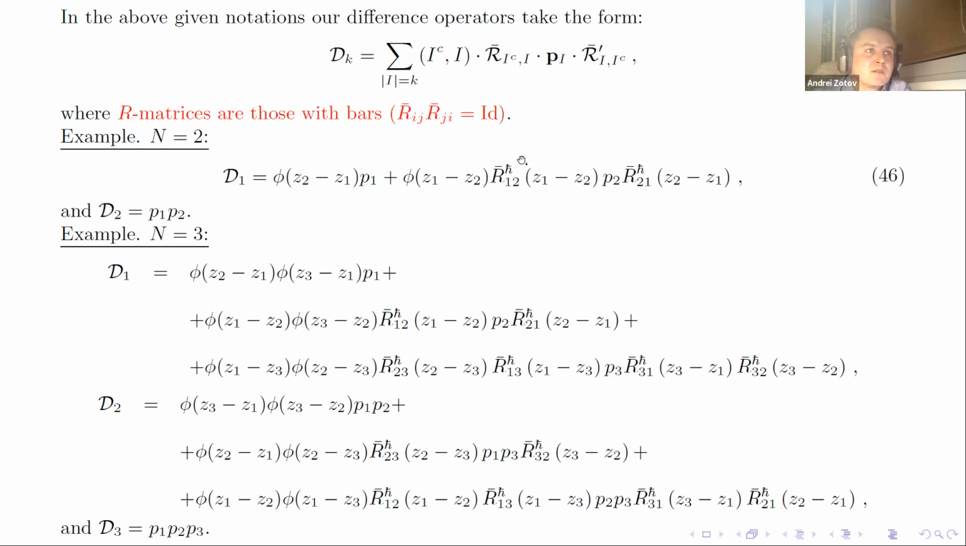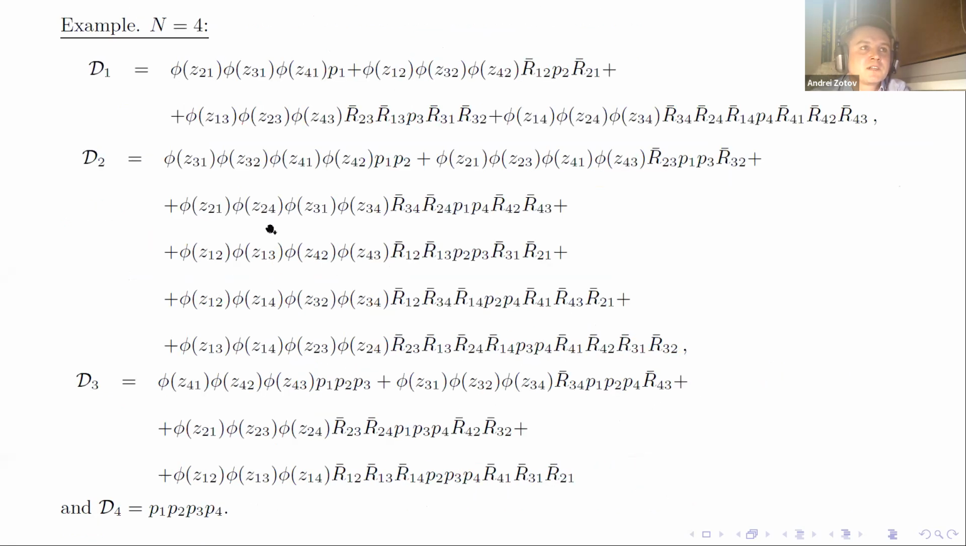And here are some examples. For n equals 2, the first term remains as it is, and the second term is obtained from the first one by the action of the permutation group, and this permutation group leads to these R matrices. And similarly, for example, for the n equals 3 case, we begin with the first term, and then act by the permutation group, substitute the representation I told about, and then obtain the following expressions. Each time the shift operators are conjugated by some products of R matrices. And here is also an example for n equals 4, and so on.